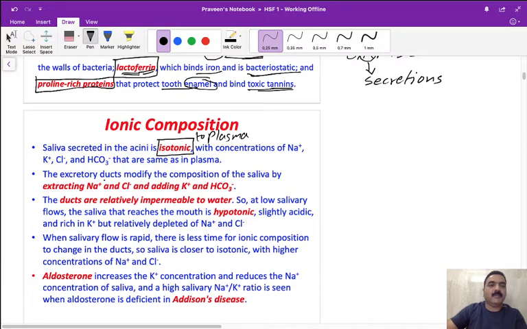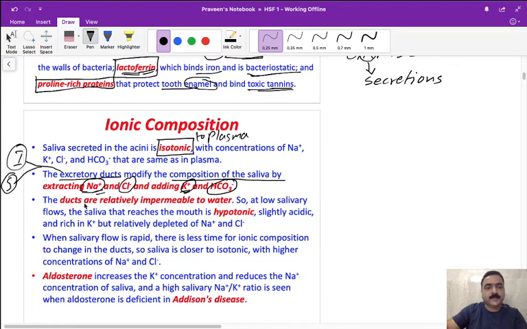But what will happen? The excretory ducts, there are two types of excretory ducts we have already mentioned: the intercalated ducts and the striated duct. These are the excretory ducts that modify the composition of the saliva by taking out the sodium and chloride and by adding the potassium, the bicarbonate and also the H plus ion. The H plus and the bicarbonate are mainly regulated by the intercalated duct, whereas the striated duct mainly influences the sodium and the potassium concentration.